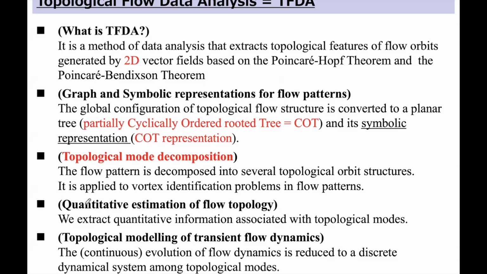By this TFDA, the global configuration of a topological flow structure is converted to a planar tree, a partially cyclically ordered rooted tree. It's too long, so I will call it COT for short. It also has a very convenient symbolic representation, the COT representation. By using this graph and symbolic representation, the flow pattern is decomposed into several topological orbit structures, which I will call topological modes. I will explain this in detail later.